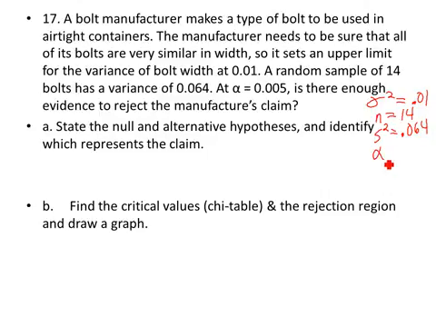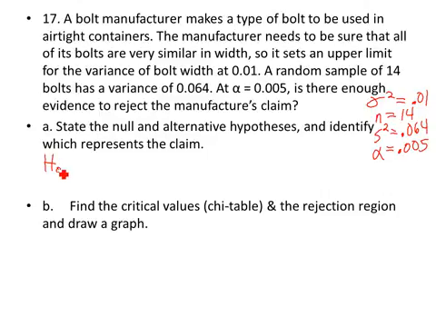Our alpha is 0.005, so we're doing a real small level of significance here, trying to give these workers on this assembly line as much benefit of the doubt as we possibly can. Did I write down everything? Didn't miss anything this time.